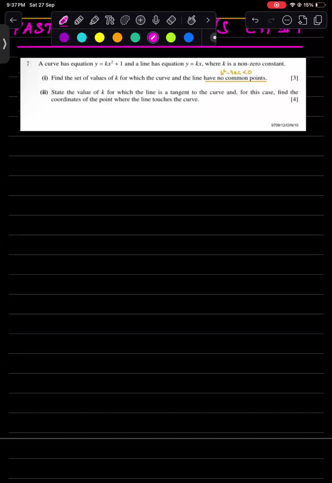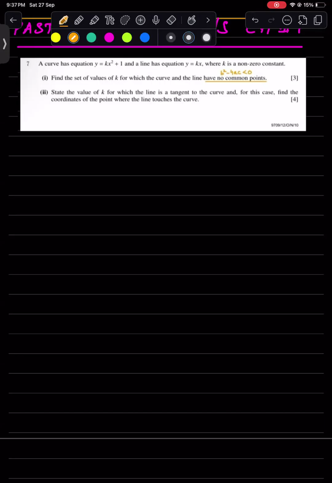All right. So this is question number one. Let's read it. A curve has an equation this and a line has an equation this, where k is a non-zero constant, it's not a zero. Find the set of values of k for which the curve and the line have no common points.